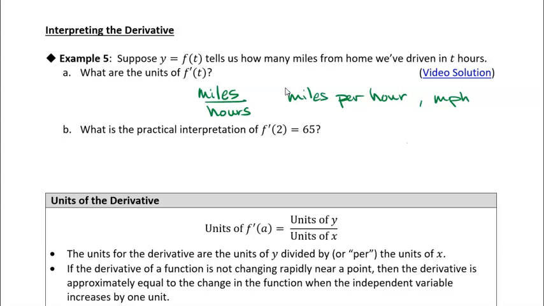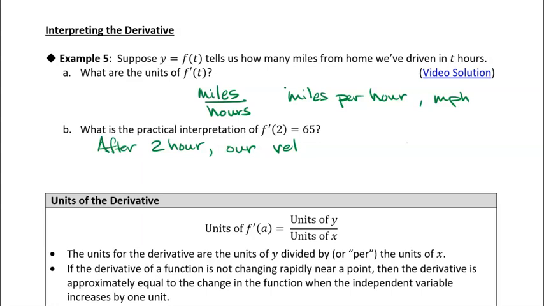And part B is asking us to interpret f prime of 2 is 65. So this is the derivative at t equals 2. This is saying basically that t is 2 hours, so we've driven for 2 hours. So after 2 hours, just after 2 hours, our velocity, it's the instantaneous rate of change. F prime is in miles per hour, and it's velocity. So it's the rate of change of distance over time.